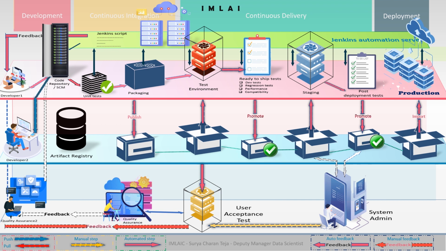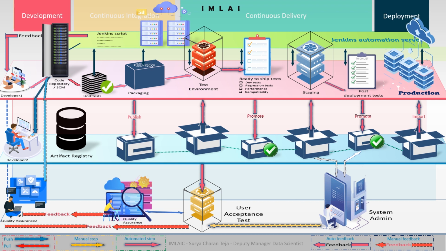These are called monitoring tools. At the same time, our testing servers and user acceptance servers will all send the manual feedback through quality assurance 1 and 2 back to the developers. This is how the whole system can be automated using the Jenkins server, Jenkins tool, or Jenkins application.